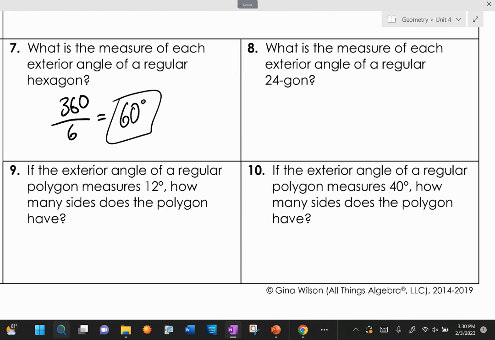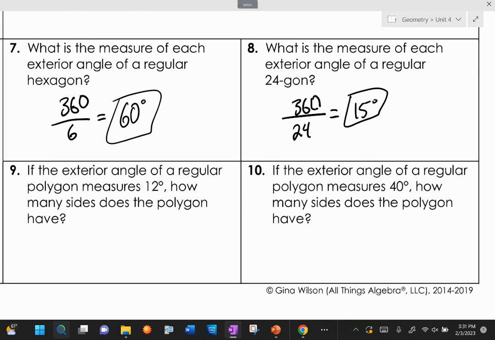Okay, so on number 8, what's the top number? 360, always. And you just divide it by the number of sides. It's 15. This is easier.